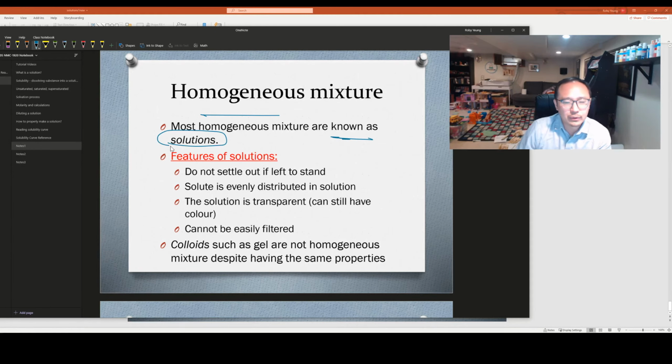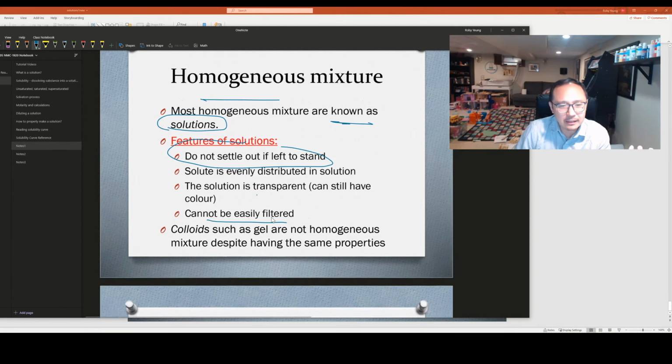So even if you were to leave out salt water, they will be evenly distributed. That's your solution, right? Your homogeneous solution. And you can't really filter salt water or sugar water, right? That's your homogeneous solution. So that's what a solution is.